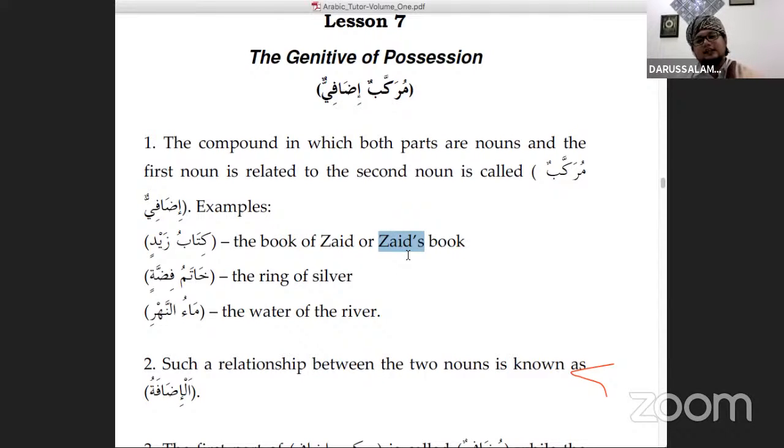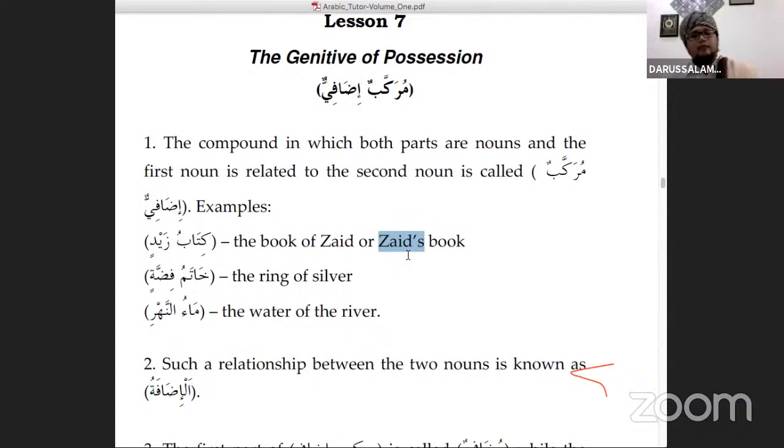Okay, you can translate as the book of Zaid or Zaid's book. That's in English. But in Arabic, it must always be Kitab Zaidin. You cannot say Zaidu Kitabin, won't make sense. If you say Zaidu Kitabin, will be wrong. You must say Kitab Zaidin. In Malay also. Kan? Bahasa Melayu pun kita sebut Kitab Zaid. Tak boleh sebut Zaid Kitab. Zaid Kitab tak betul. Tak faham. Orang tak faham. Kena sebut Kitab Zaid. Kena sebut kitabnya dulu baru kita sebut pemiliknya.